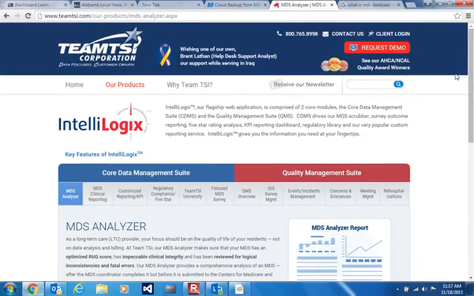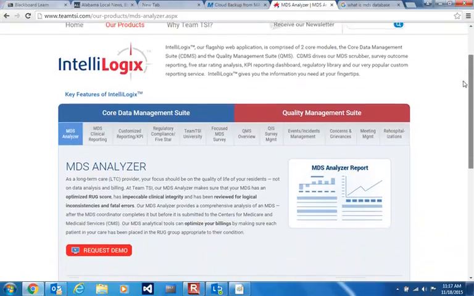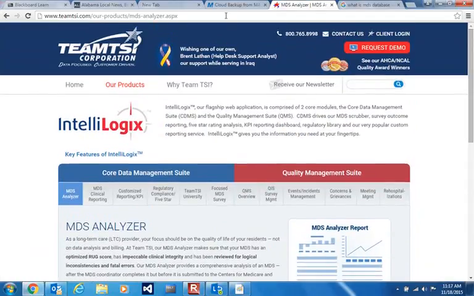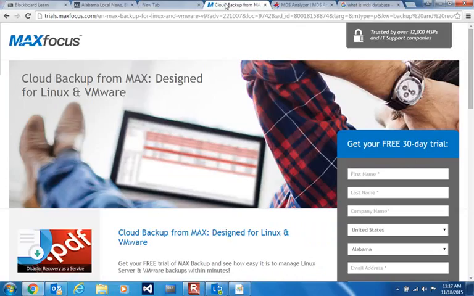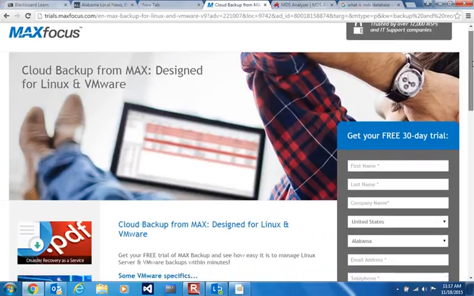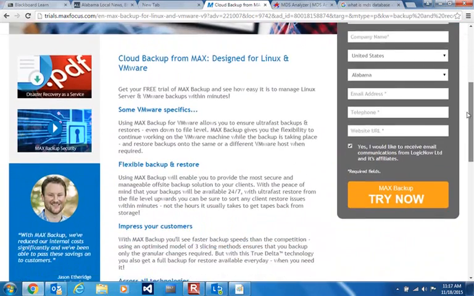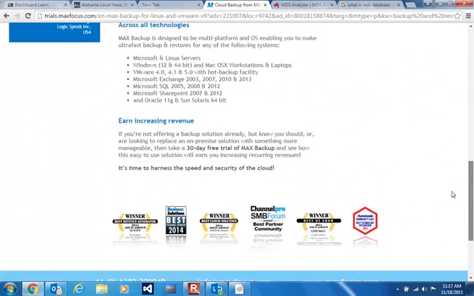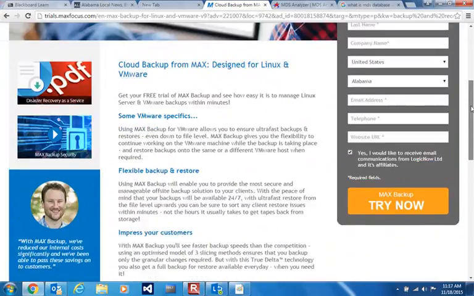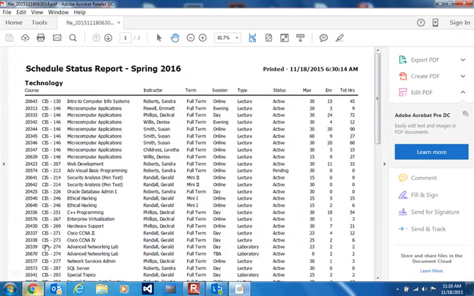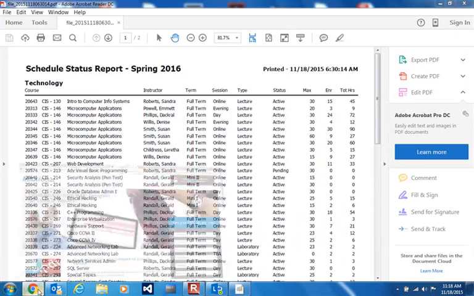My daughter, actually, their main client is YMCAs, so it looks like Team TSI is really just for long-term health care now. The other thing I wanted to look at was how many companies are advertising that they work with Oracle backups. And when I keyed in Oracle, this was the only company that actually came up in working with Oracle and SQL Server.